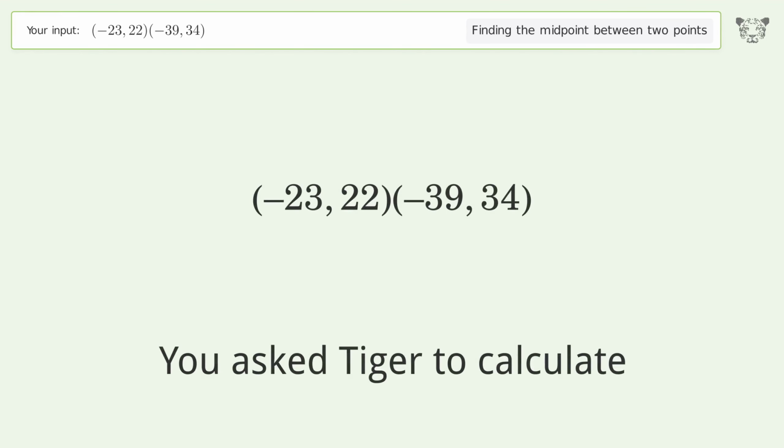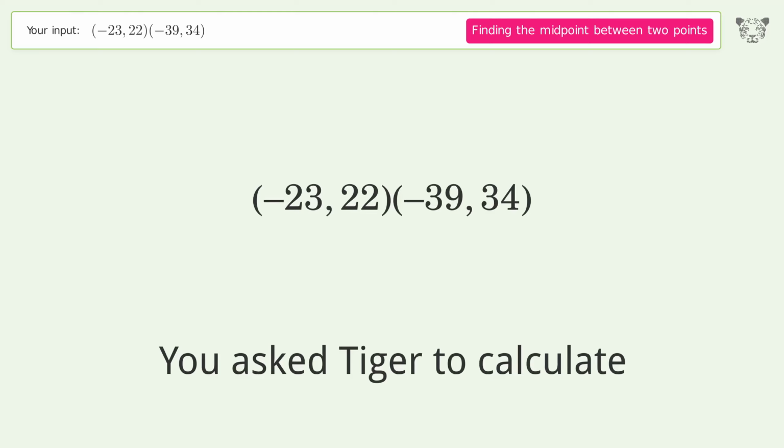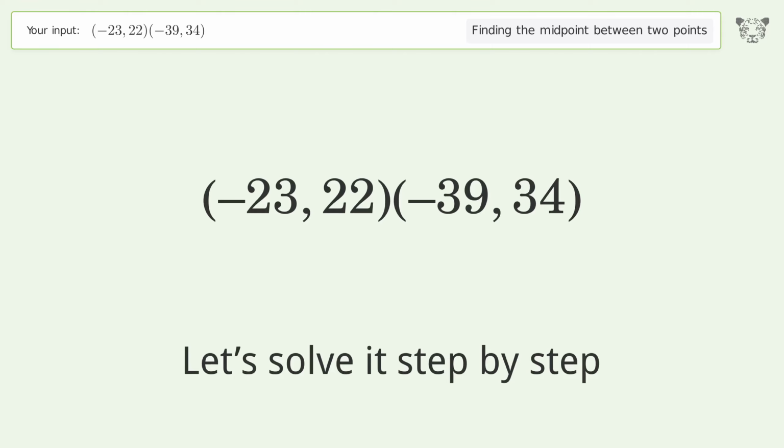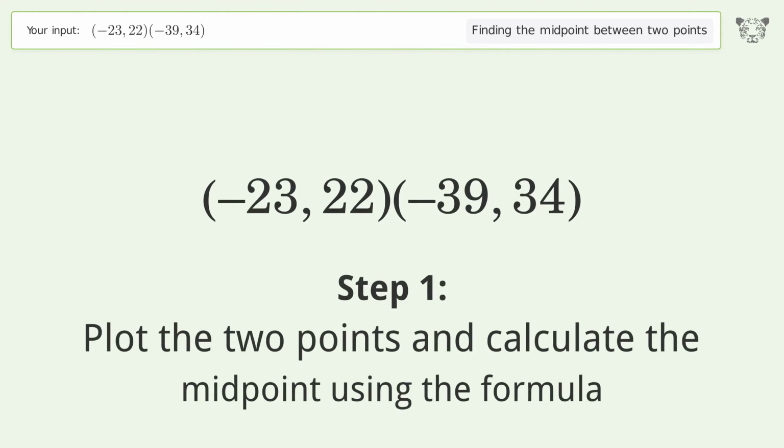You ask Tiger to calculate. This deals with finding the midpoint between 2 points. The midpoint between the 2 points is negative 31, 28. Let's solve it step by step. Plot the 2 points and calculate the midpoint using the formula.